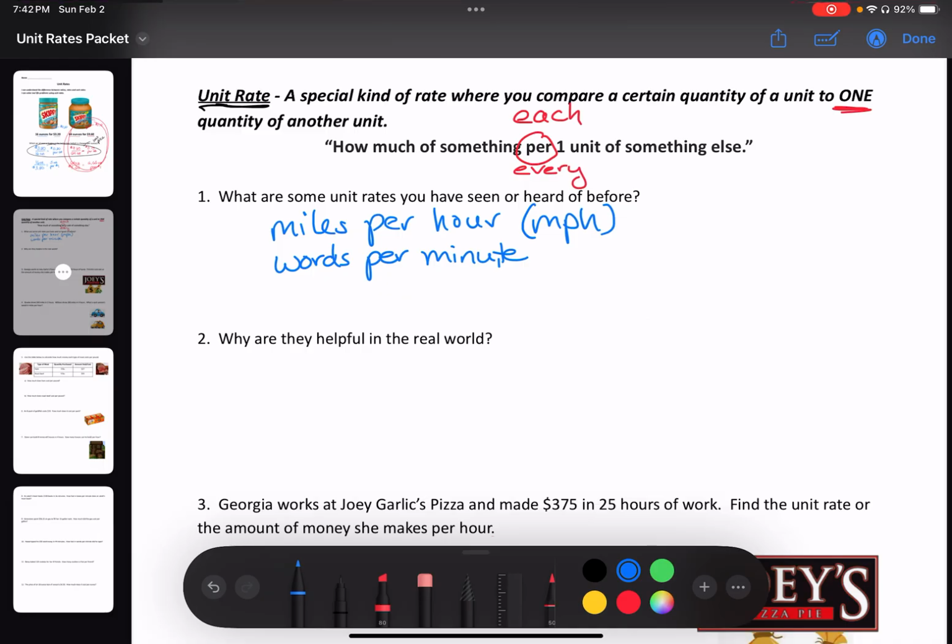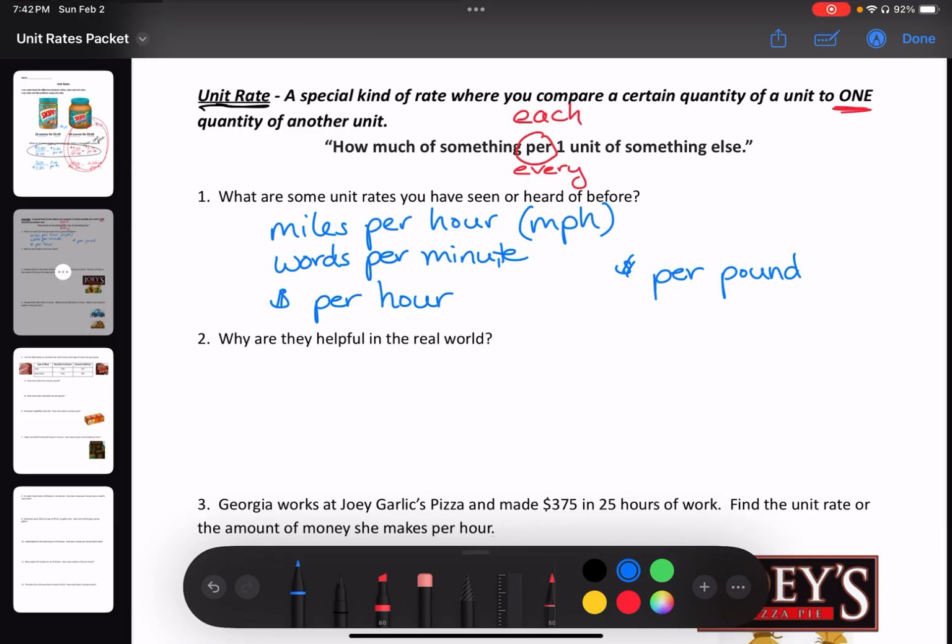Other ones you might have heard of are price or money per hour. If you get a job, this is typically how you are paid, or by salary, amount of money per year. You also might have heard of money per some unit of measurement that's a weight, for example, pound or ounces or liters or fluid ounces. And this is the one that is used all the time in grocery stores.